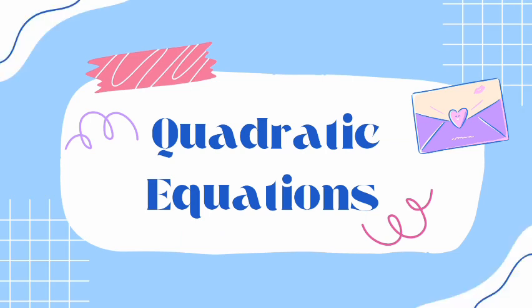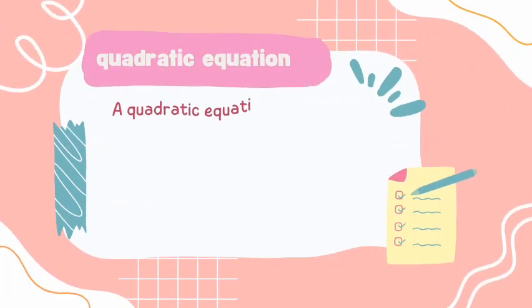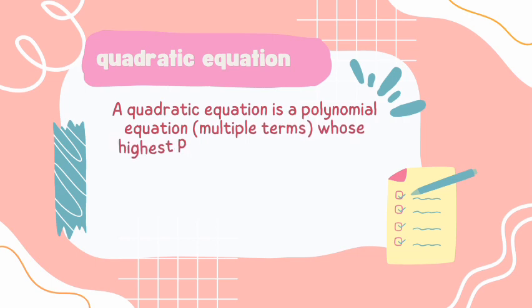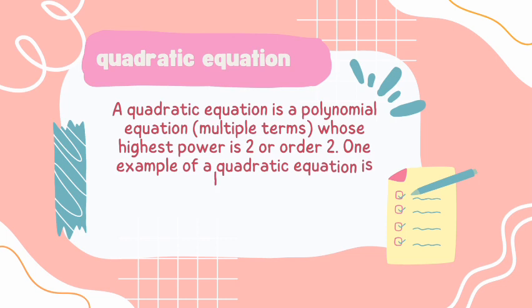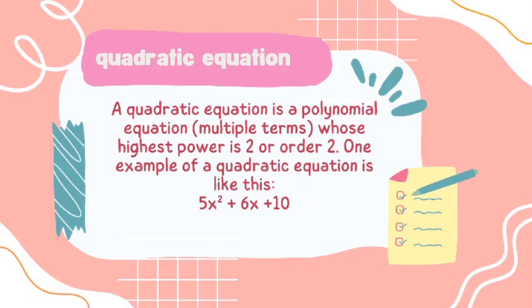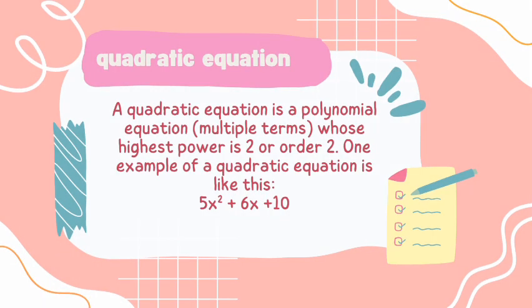In this video, I will discuss quadratic equations. What is a quadratic equation? A quadratic equation is a polynomial equation, with multiple terms, whose highest power is 2, or order 2. One example of a quadratic equation is 5x squared plus 6x plus 10.